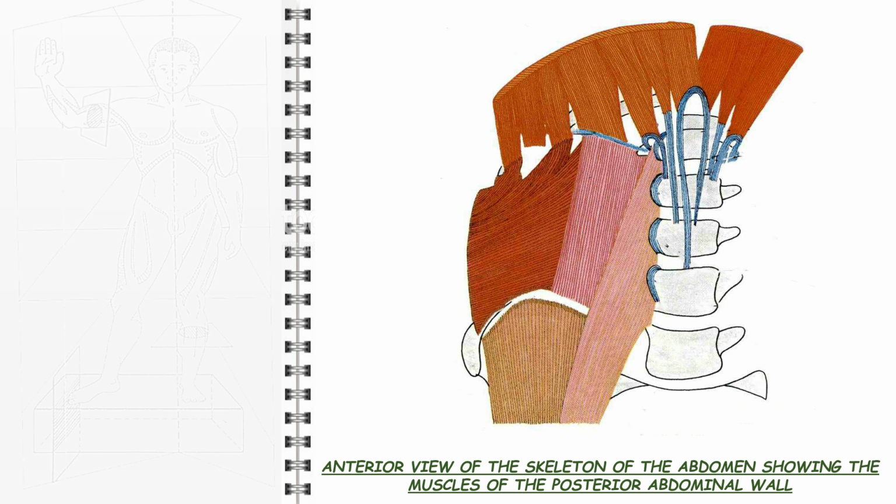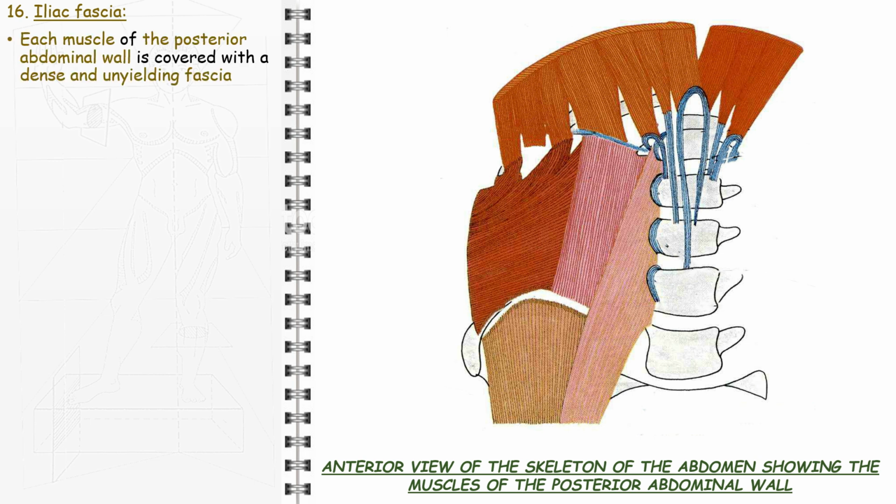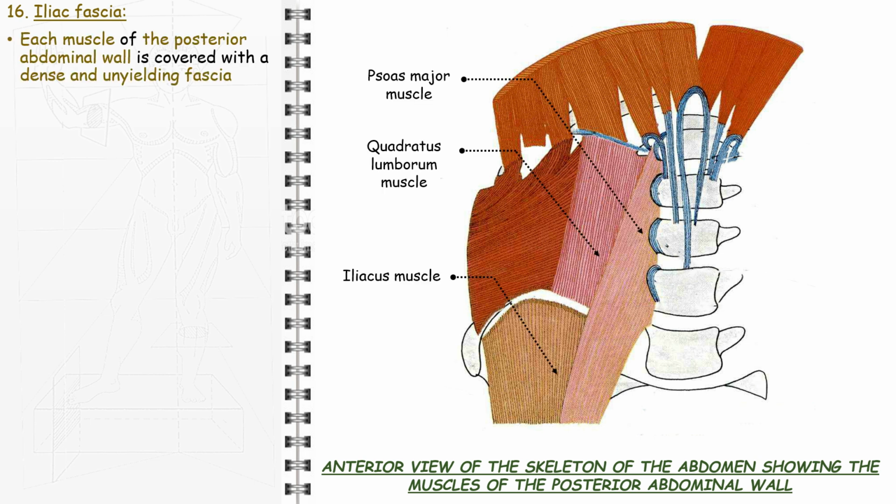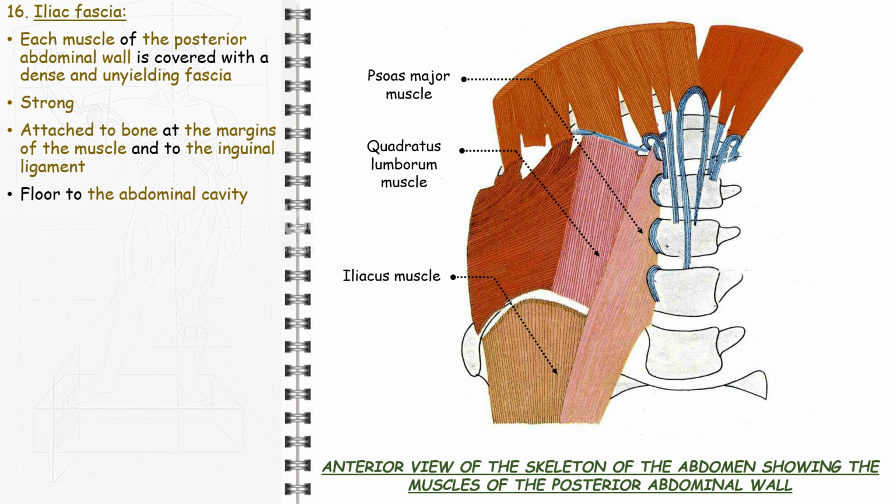As in the anterior abdominal wall, the posterior abdominal wall is reinforced by fascias. In fact, each muscle of the posterior abdominal wall is covered with a dense and unyielding fascia. The iliac fascia covers the iliacus muscle. It is strong and is attached to bone at the margins of the muscle and to the inguinal ligament. It constitutes the floor to the abdominal cavity and serves for the attachment of parietal peritoneum. It prolongs into the femoral sheath.